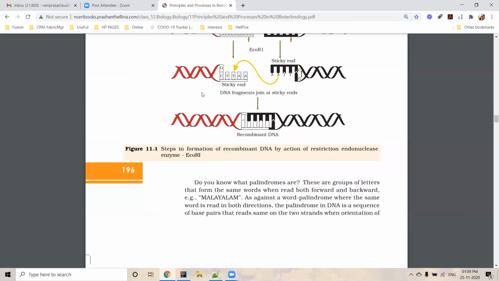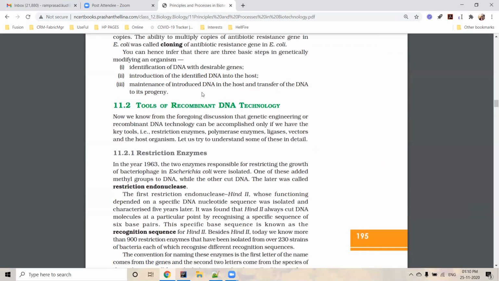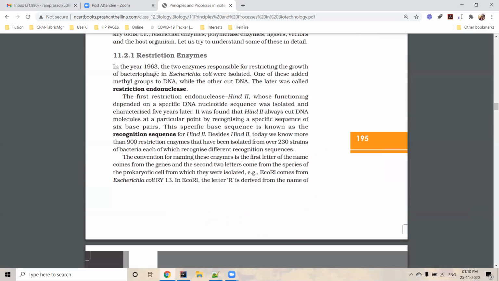Now the question is, what is a restriction enzyme? In the year 1963, two enzymes were identified as responsible for restricting the growth of bacteriophage. Bacteriophage is a virus. One of these added methyl groups to DNA while the other cut the DNA. The enzyme which cuts the DNA, we call restriction endonuclease. So restriction endonuclease is an enzyme which cuts the DNA. The first restriction enzyme is HindII. Here HIN represents Haemophilus influenzae.